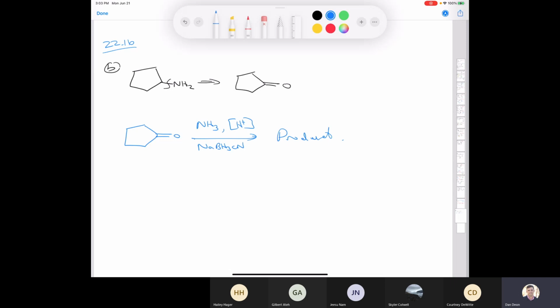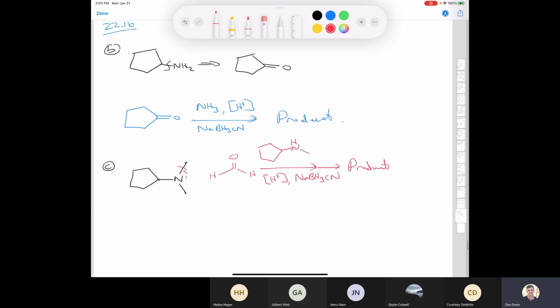And then in C, you have N,N-dimethylcyclopentanamine. So we have this compound, but now we've got two methyl groups. You could either break this bond here and start with formaldehyde, so just one carbon. Then you would treat it with this compound where you have a methyl and the cyclopentyl group, a catalytic amount of acid, and sodium cyanoborohydride. And that would give you the product.